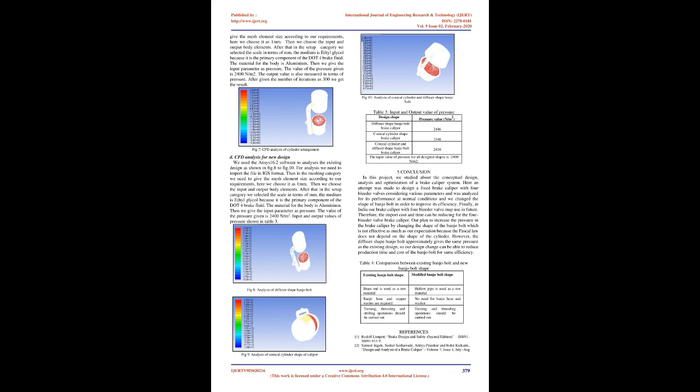it is the primary component of the DOT 4 brake fluid. The material for the body is aluminium. Then we give the input parameter as pressure. The value of the pressure given is 2400 N/m2. The output value is also measured in terms of pressure. After giving the number of iterations as 300, we get the result.